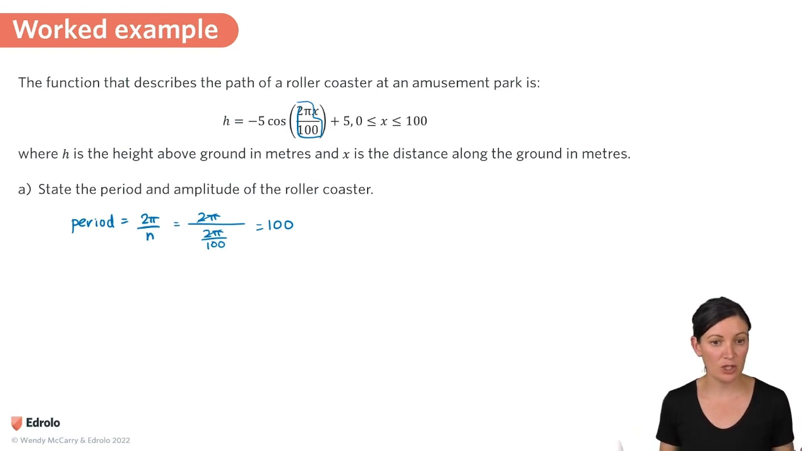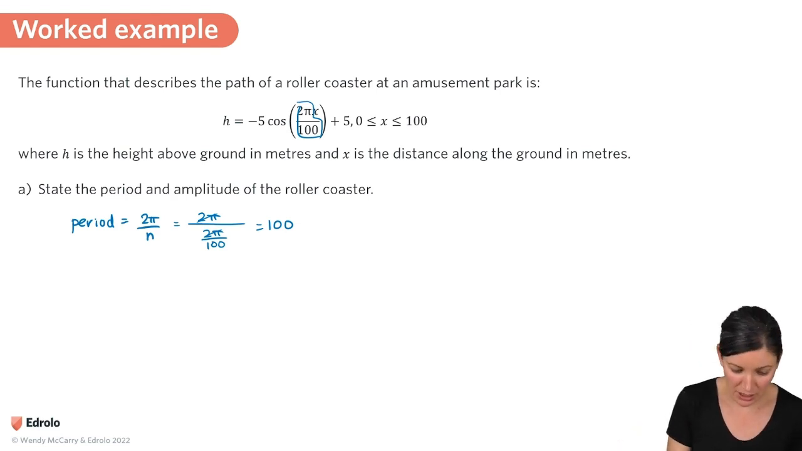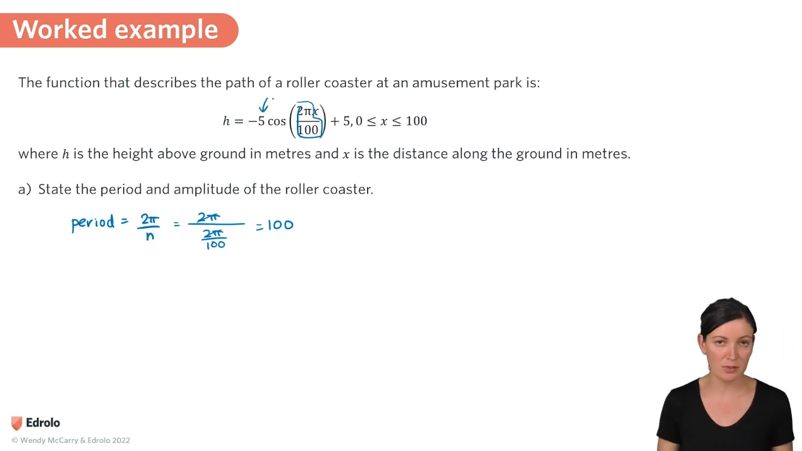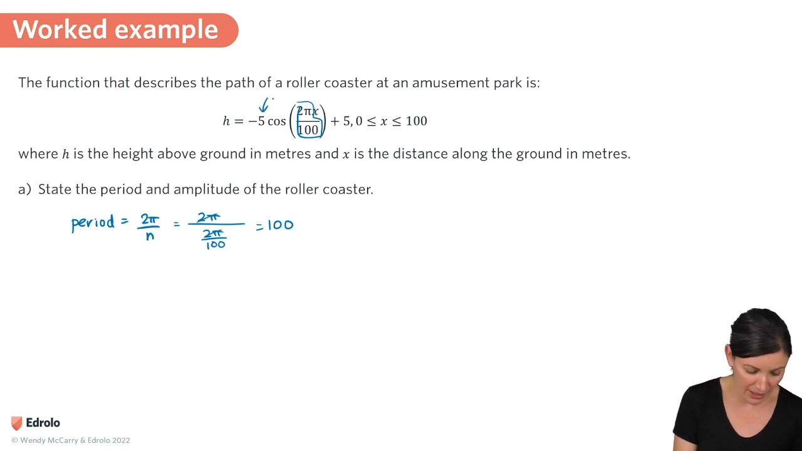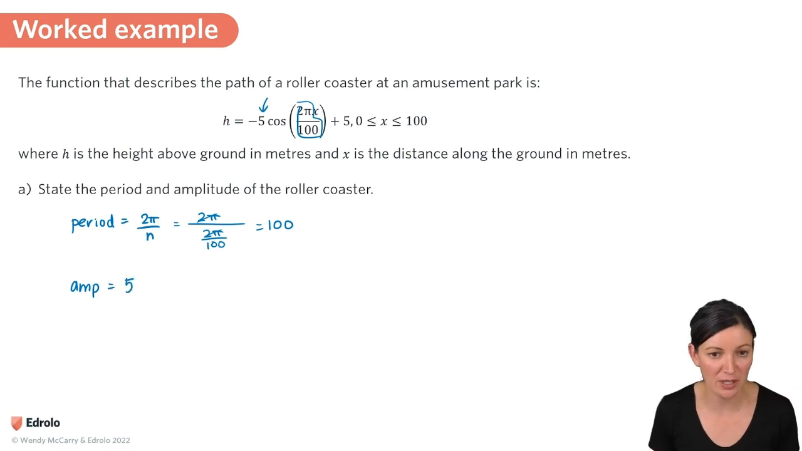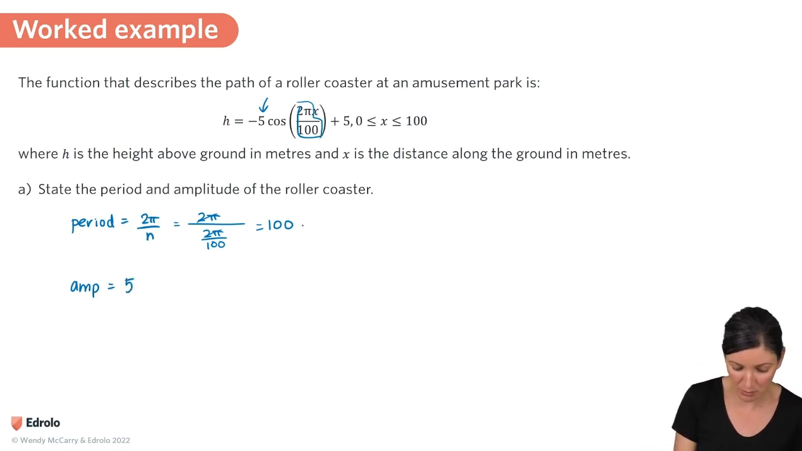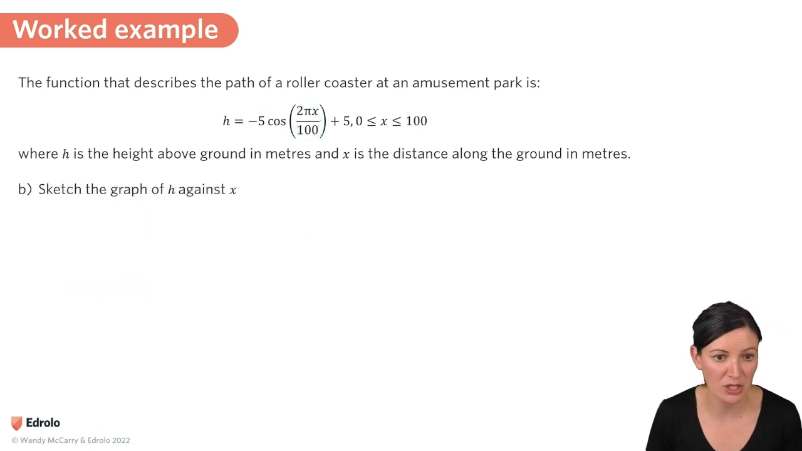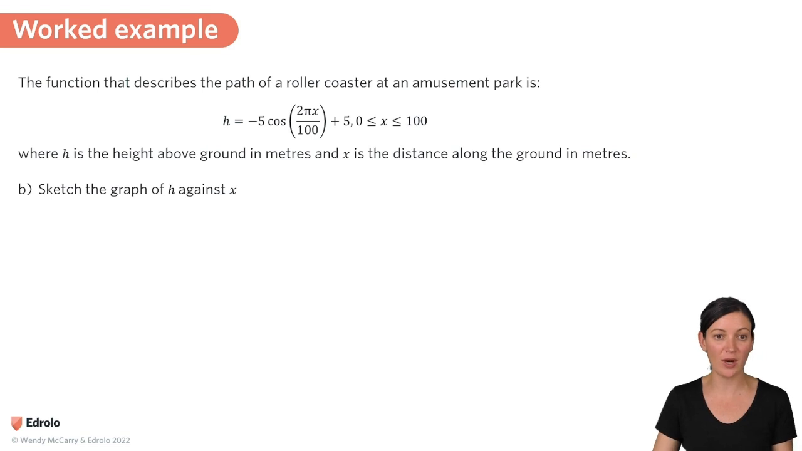The next thing we want to do is find the amplitude. Remember, the amplitude is the absolute value of A. So the amplitude in this case is just 5. Because we're talking about meters here, you could state that both of these would be in meters. Part B of this roller coaster question would now be to sketch this graph, the graph of h against x.